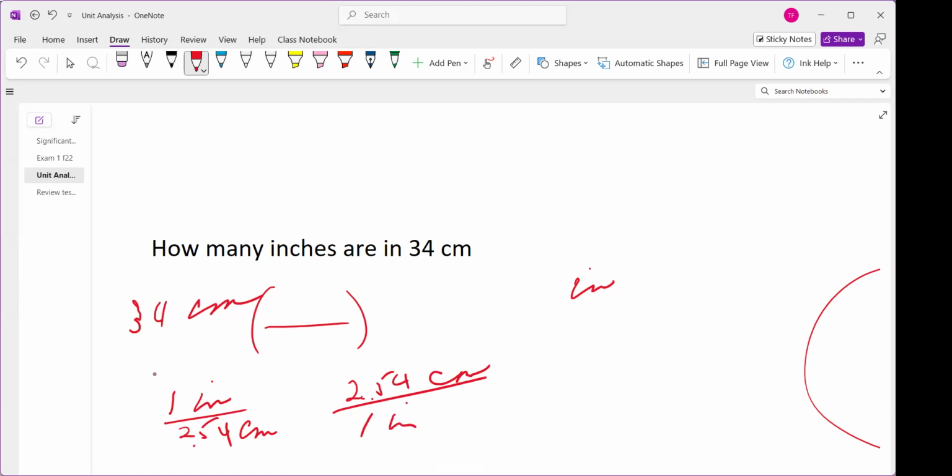Which one do we use? Now, the trick is which one? Okay, so we need to cancel out the centimeters. So this is how you know which one to use. You don't have to worry about memorizing anything. No more. So we're going to use this one here. So that's 1 inch over 2.54. Centimeters cancel. So the denominator is always the one that cancels out, right?